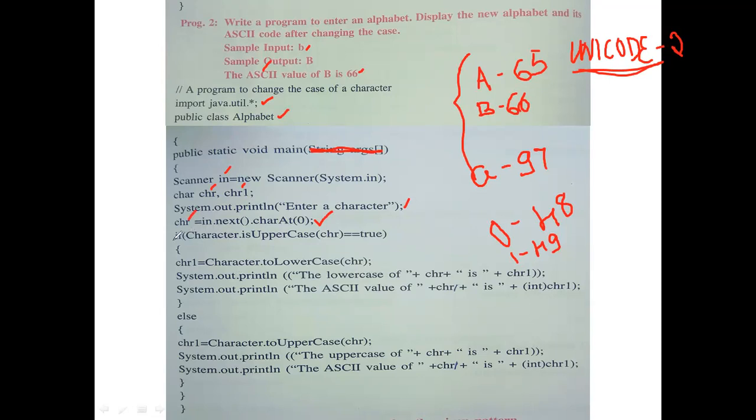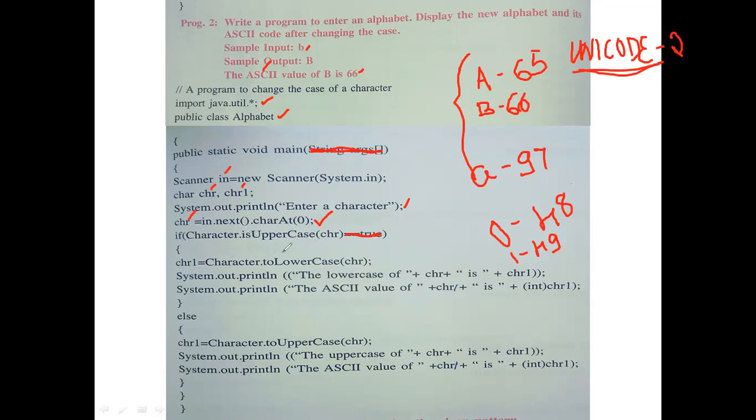Then to check, see if Character dot isUpperCase CHR, is uppercase CHR is equal to true. As I said, not necessary. No need to write that. Just write Character dot isUpperCase CHR. That much is enough. If it is in uppercase, the condition is satisfied, and we enter here.